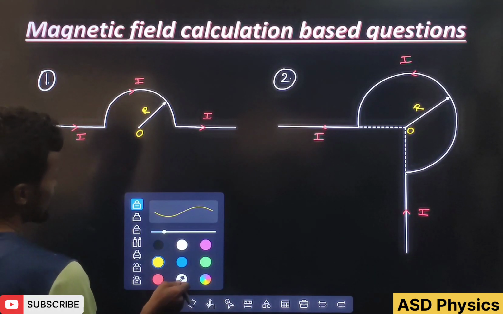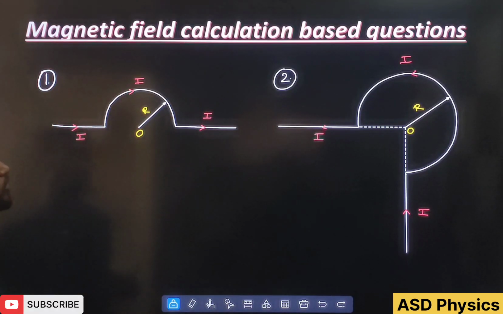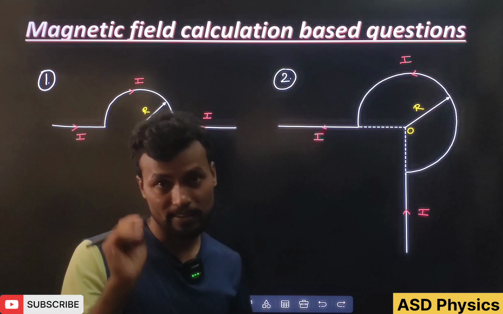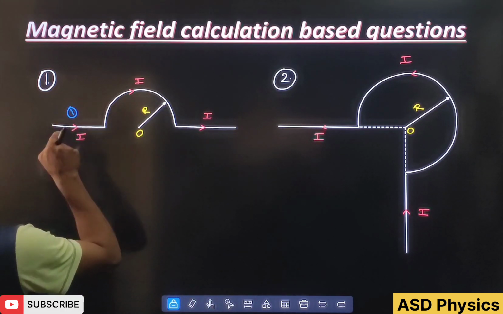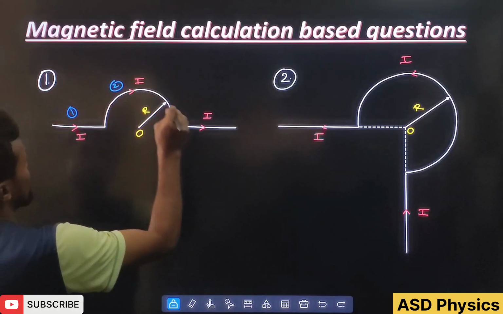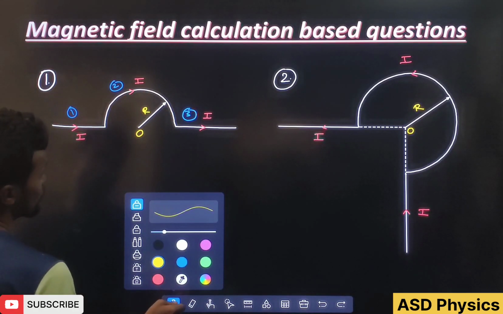Remember, whenever we are solving this kind of question, where an arrangement is given and we want to calculate the magnetic field at the center O, we have to make sections. Let's take section 1, section 2 and section 3. Now you first guess: due to which sections will the magnetic field be 0?